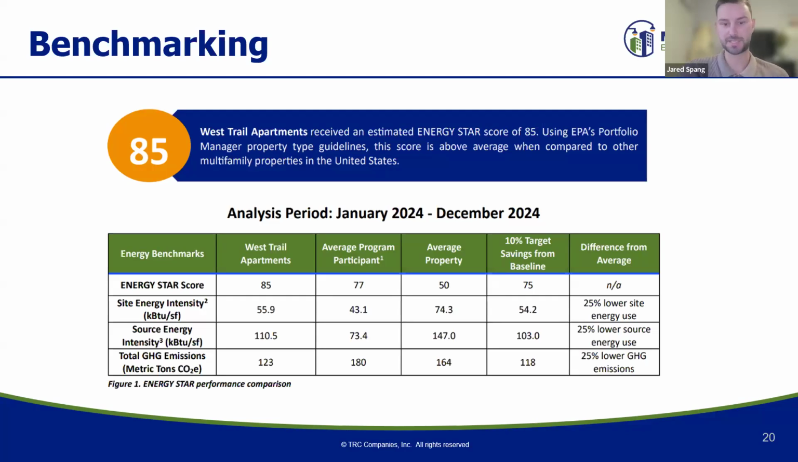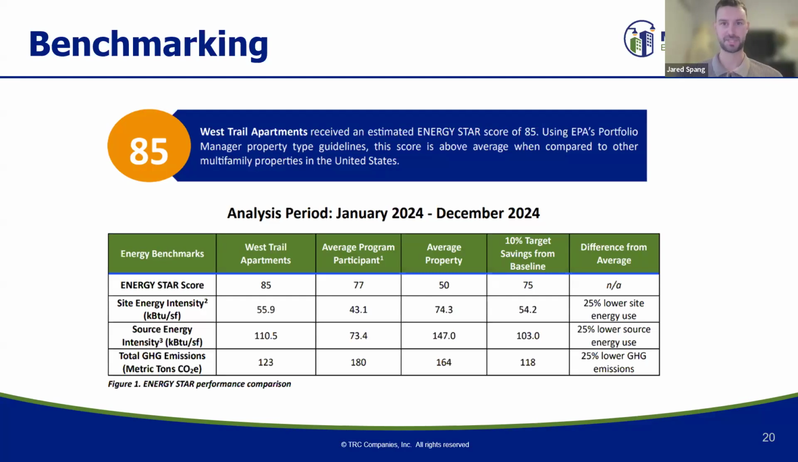ESPM will help us generate consistent metrics like Energy Star score, which you can see is the top one, source energy use, site energy use, energy cost, and the total greenhouse gas emissions. In this specific example, we have the Energy Star score of 85, and we also have the average program participant, which is 77. So you can see this property is doing pretty well. And then the average property, which comes from ESPM, is 50. So you can see this property is doing great.